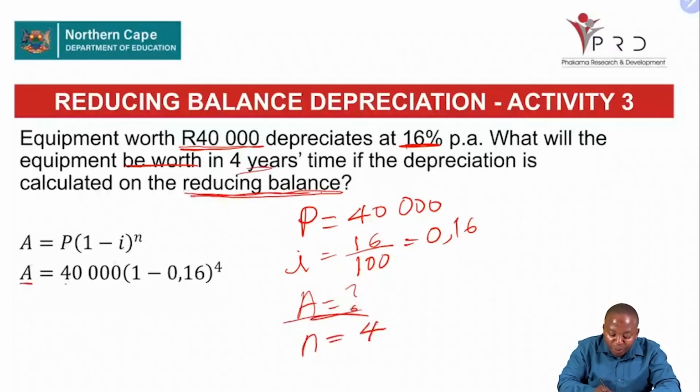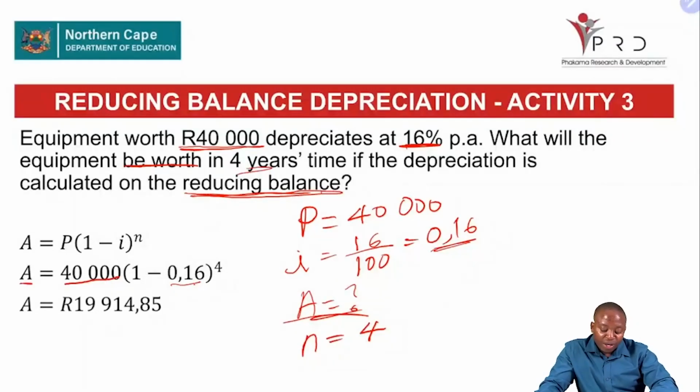Where there is P, we put 40,000 into 1 minus our rate. It was 16%, so we convert that into I as 0.16. We put it there in the space of I. Close bracket, to the power n. So in the space of n is 4. Plug everything into our formula, and we get our value of A as 19,914.85. So that is how much the equipment will be worth after 4 years.